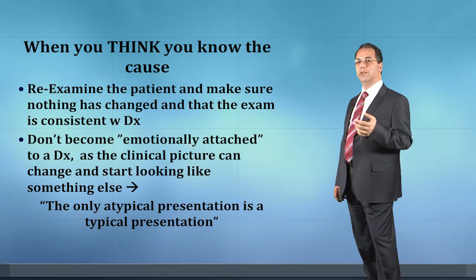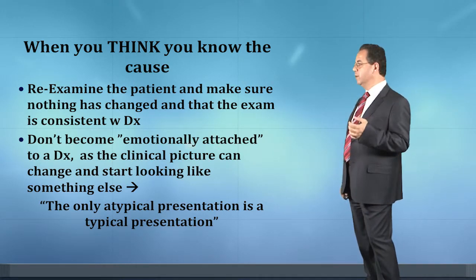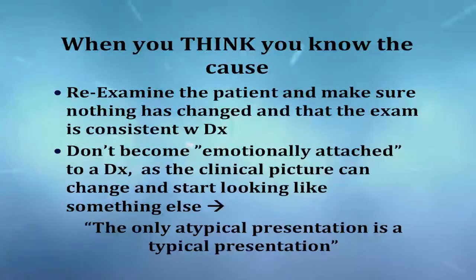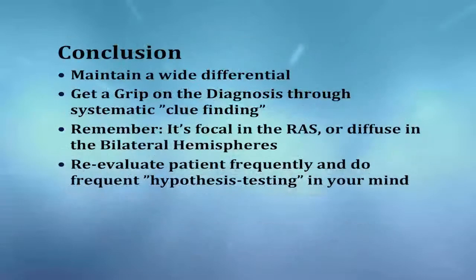So once you're done with all these things, once you think you know what's going on, our advice is always to go back and rethink your diagnosis. Re-examine the patient one more time. The picture could be changing. And as you get more information from your lab results and diagnostic tests, you need to retest your hypothesis. Do not become emotionally attached to your diagnosis, as the picture can be changing frequently. You need to remember one thing: the only atypical presentation is a typical presentation.